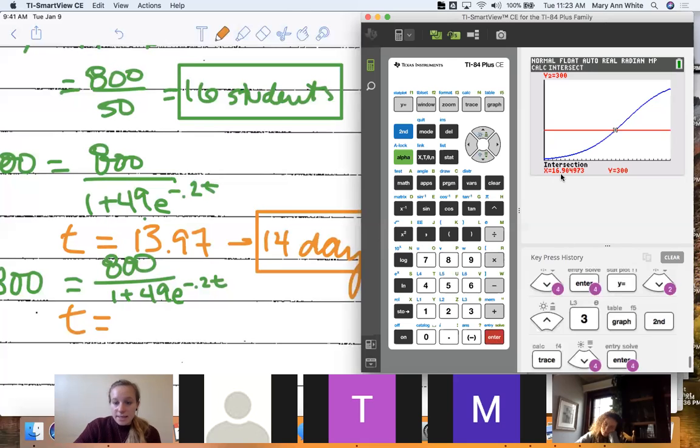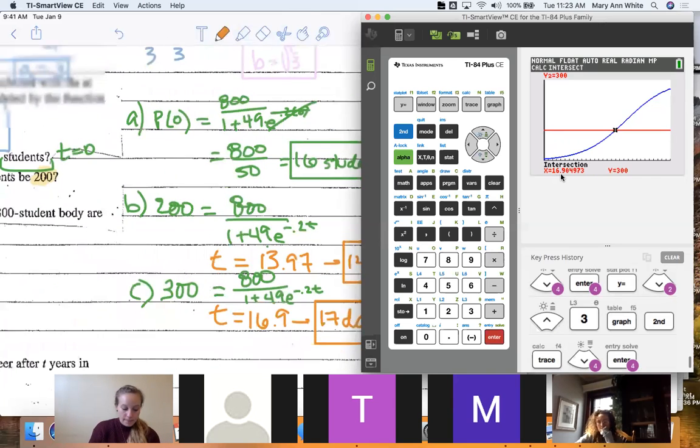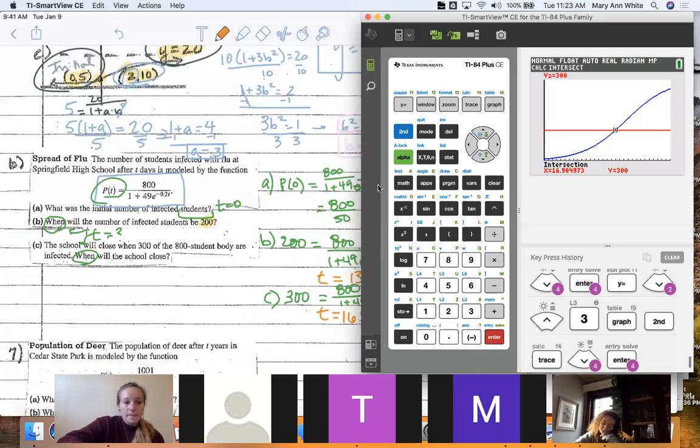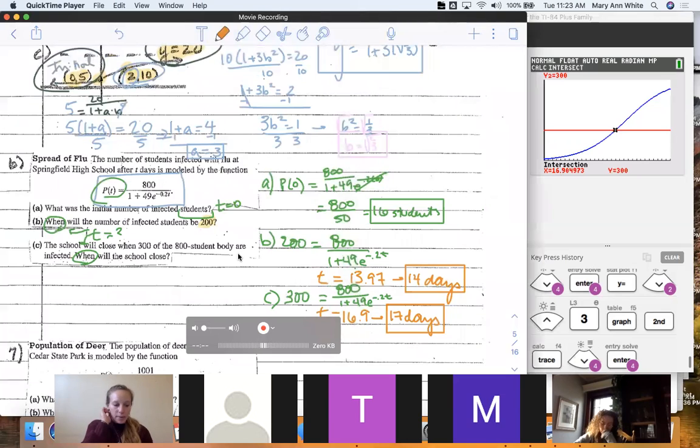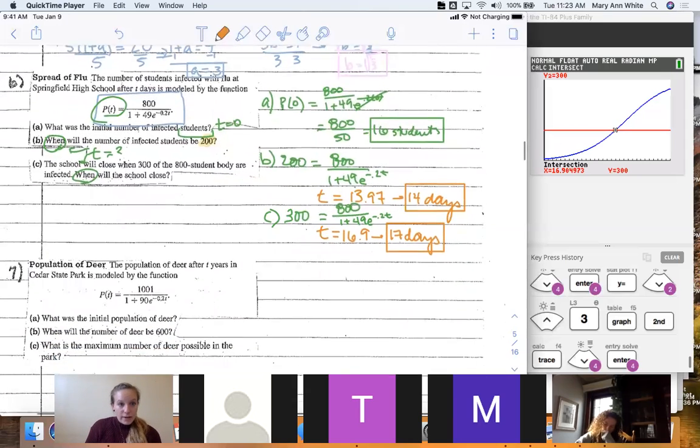This intersects at 16.9. Again, I'm gonna round that up. So 16.9, I'll make that 17 days. So after 17 days, we had to close down the school because too many kids had the flu. Any questions on that problem? This is a similar process for the other ones that we're doing. So if you're good with writing an equation and then graphing to find the intersection, you're gonna be awesome at this.